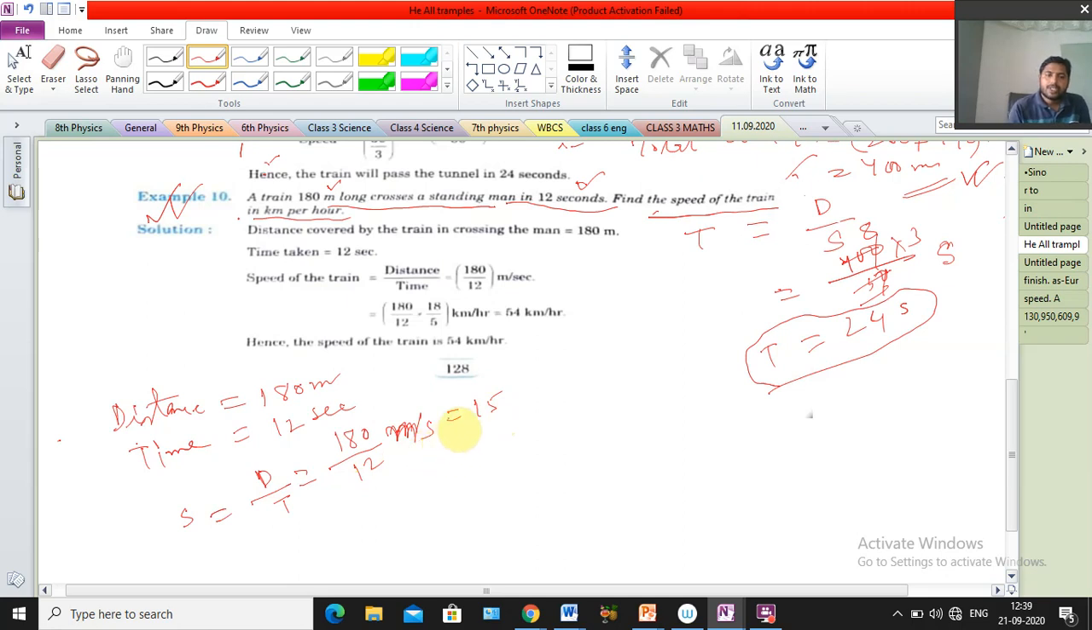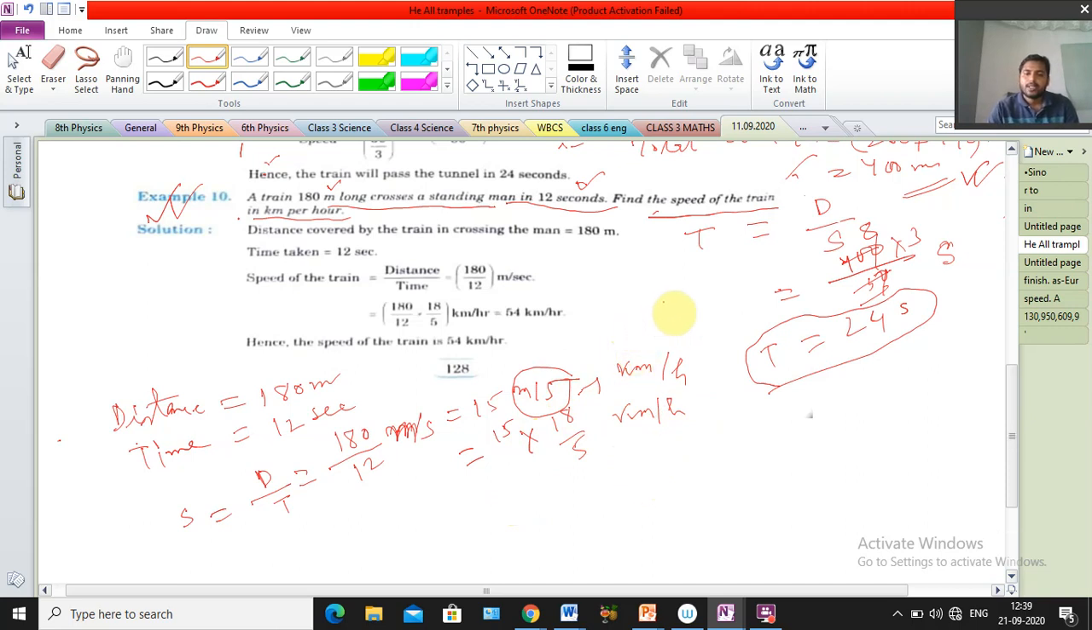Now we are getting 15 meter per second. But the question says to find the speed of the train in kilometer per hour, so we have to change the unit to kilometer per hour. Going from meter per second to kilometer per hour, we multiply by 18 by 5. Clear?